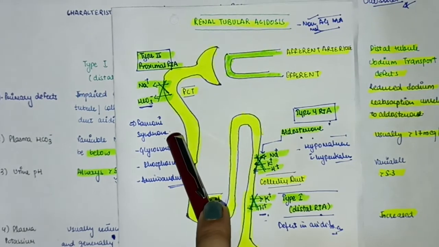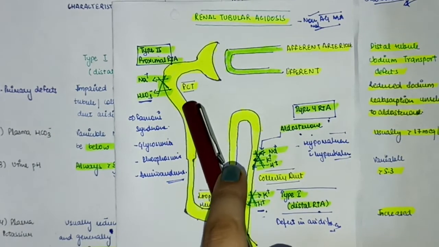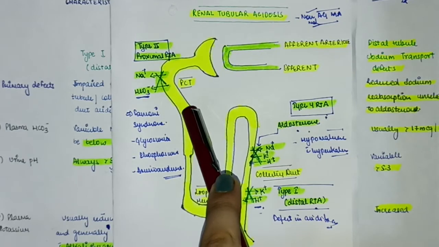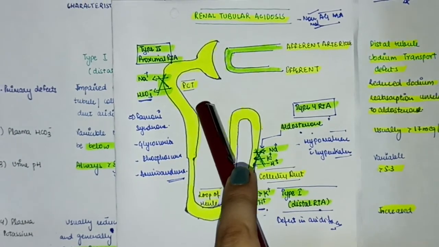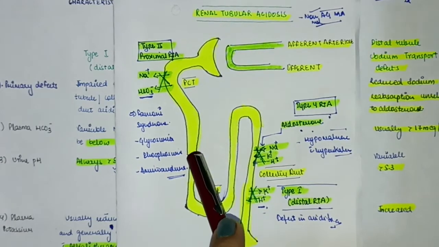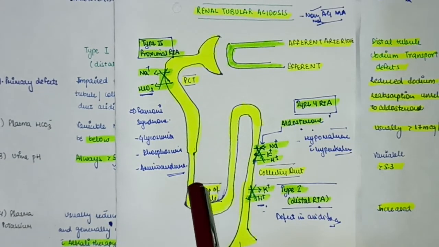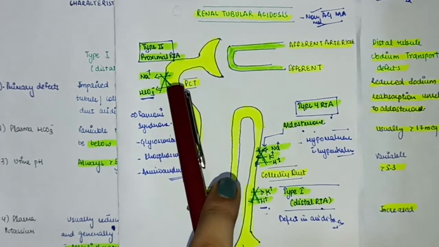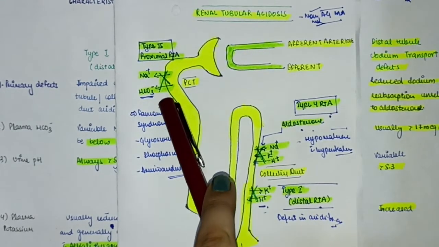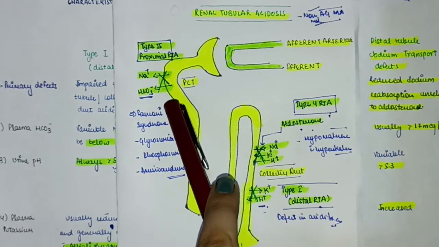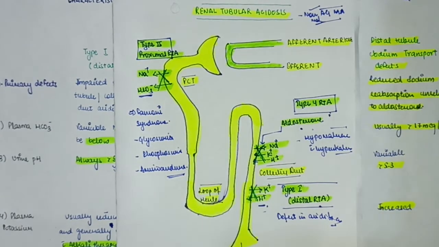In Fanconi syndrome, there is a defect in proximal convoluted tubular cells. There is a defect in tubular reabsorption. So there will be glycosuria, phosphaturia, and amino aciduria in case of Fanconi syndrome, along with bicarbonaturia. So in proximal RTA, there is a defect in bicarbonate reabsorption in proximal convoluted tubules.